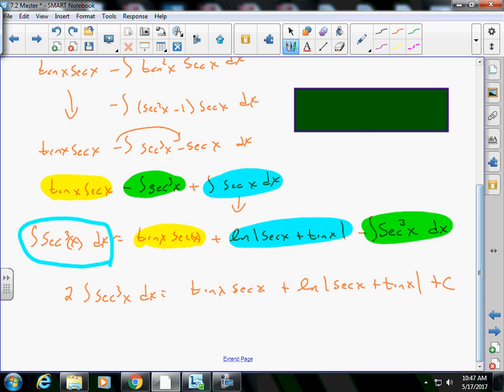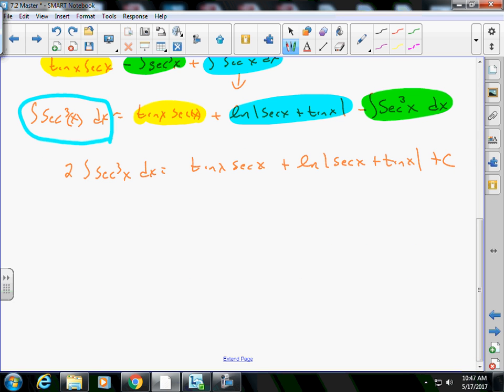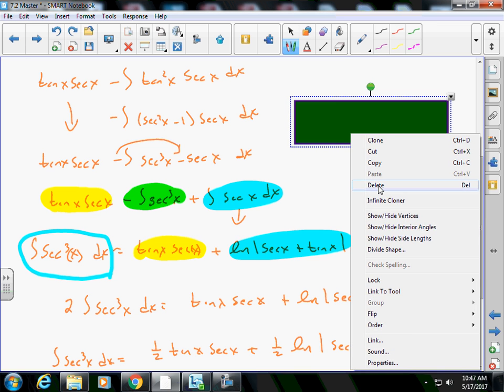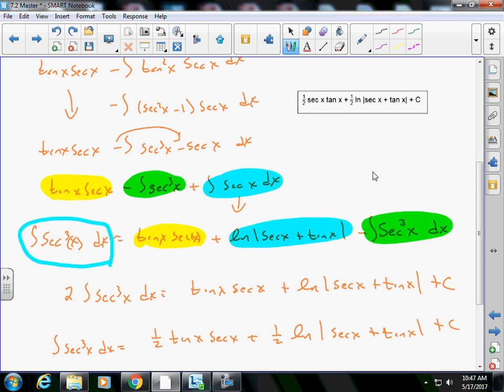I'm almost done. I don't want that 2 on the other side. So we say that the integration of secant cubed x dx is equal to, multiply everything through by half, 1/2 tangent x secant x plus 1/2 the natural log of the absolute value of secant x plus tangent x plus a constant. So as we scroll through, we can go here and see that that's the exact same answer. I wrote tangent x secant x, I wrote secant x tangent x, same thing.